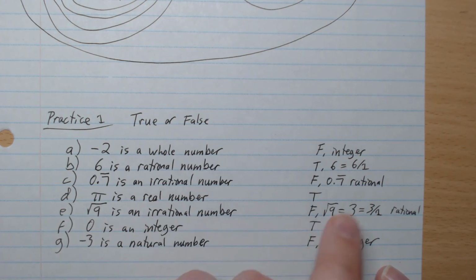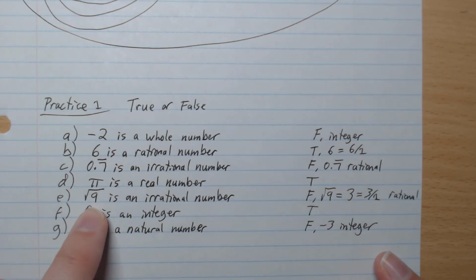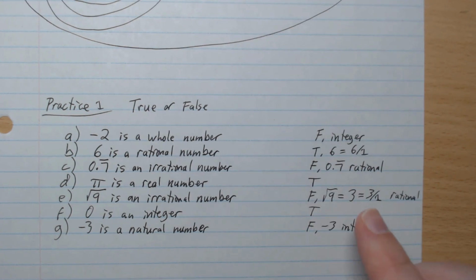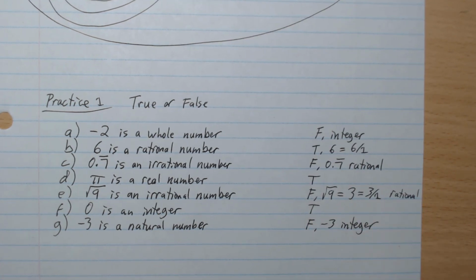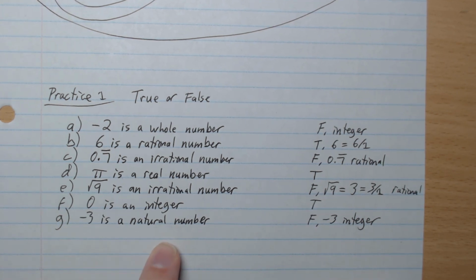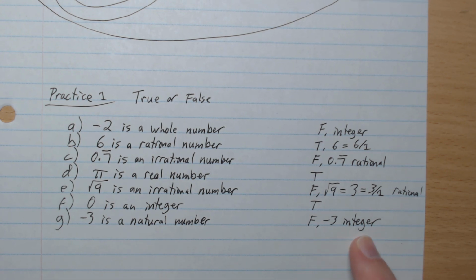Pi is a real number. True. Root 9 is an irrational number. That's false. Root 9 is 3, which is the same as 3 over 1. That's a rational number. 0 is an integer. True. Negative 3 is a natural number. False. Negative 3 is an integer.